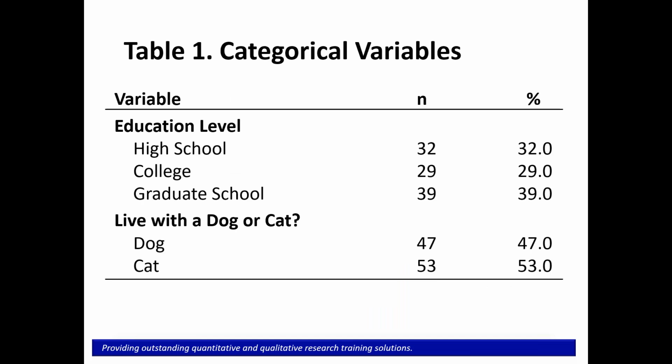So in data analysis, this part doesn't look like Bob, it looks more like this. So this is table 1, where we're presenting the characteristics of each variable one at a time. So education, what's the number and percentage of study participants in high school, right? The N is 32%. In college, graduate school, lives with a dog or a cat, right? So everyone lives with a dog or a cat. We can see that 47 people, 47% of the sample live with a dog, 53% of the sample live with a cat.